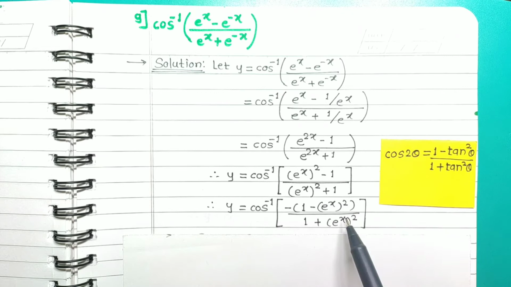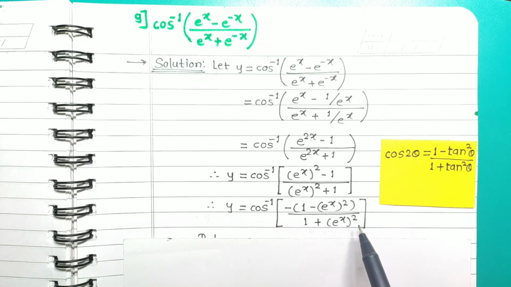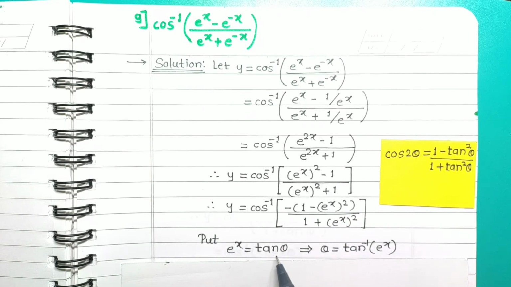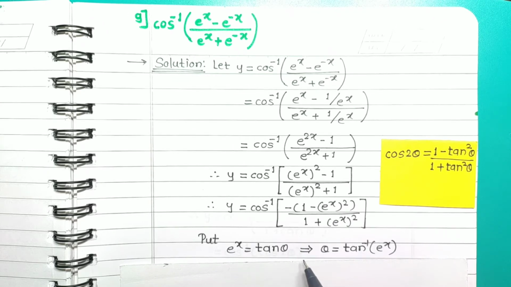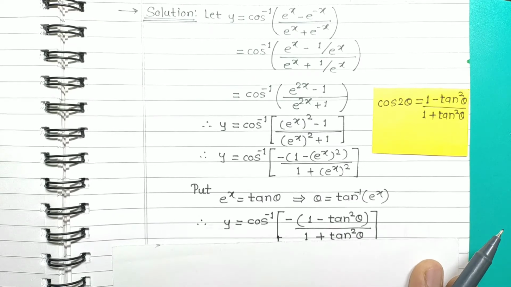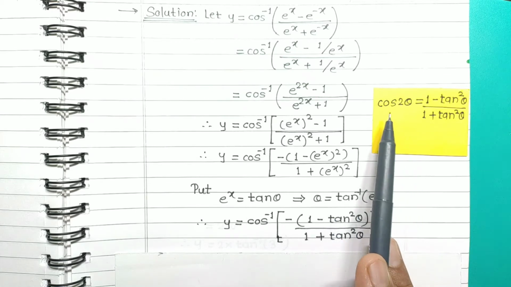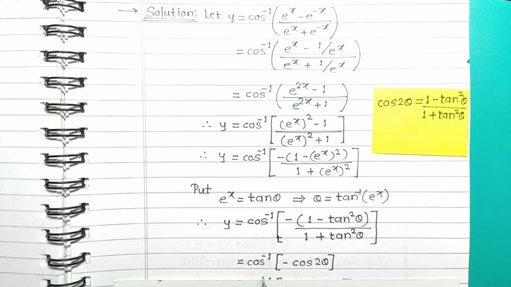So observing these things and relating these terms to this trigonometric result, we can substitute here e raised to x is equal to tan theta, and we have to replace this theta again. So you write here theta is equal to tan inverse of e raised to x. So with this substitution we have y is equal to cos inverse of minus of (1 minus tan square theta) upon (1 plus tan square theta), and for this we have cos 2 theta. So we have cos inverse of minus cos 2 theta.